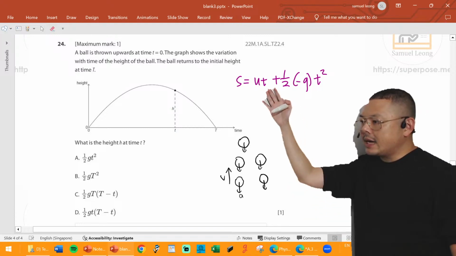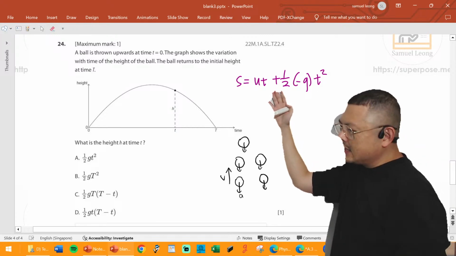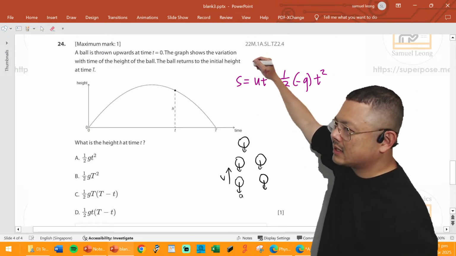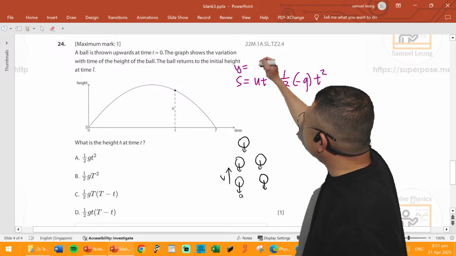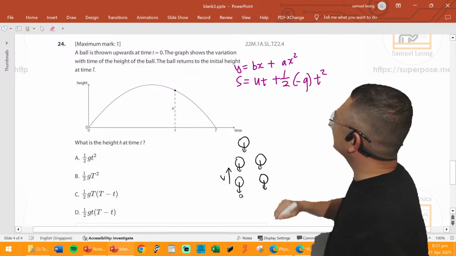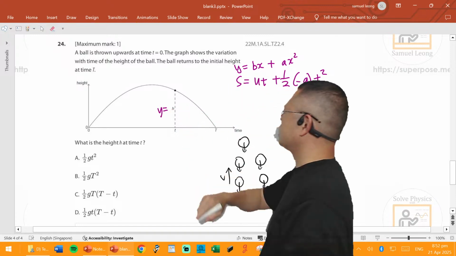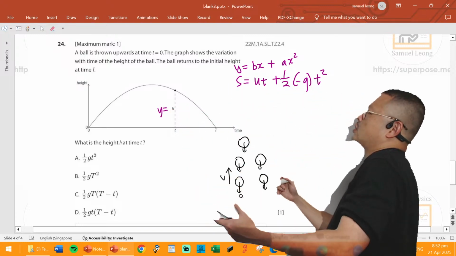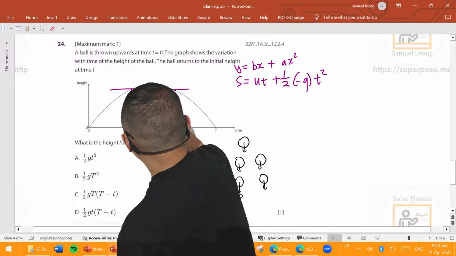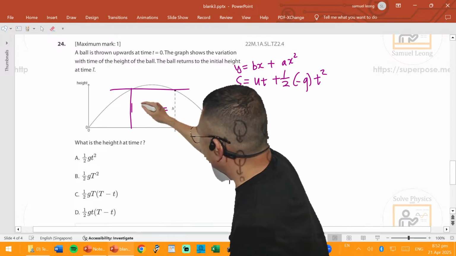So if you remember what I said about this equation, what did I mention? Yeah, it's a quadratic function. What's the formula? y equals bx plus ax squared. In a way, if you sub in y equals h, you're finding the roots of this graph. You're finding the two times that it was at time t, or this h. The two times that it was at h.